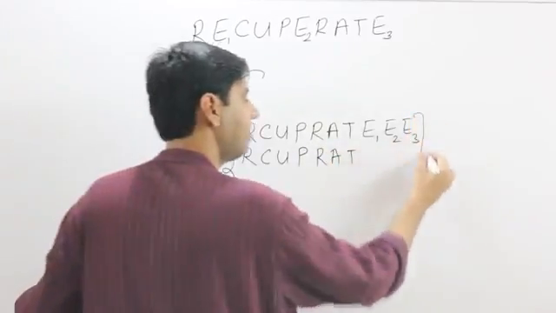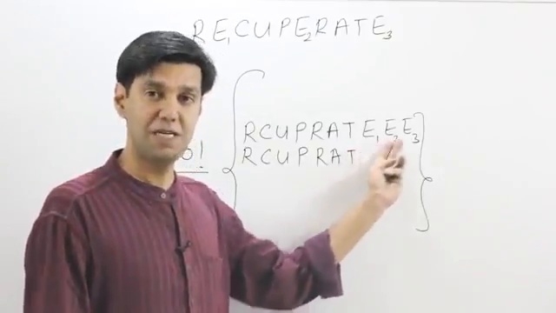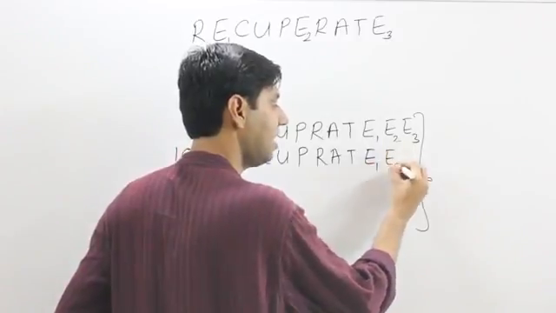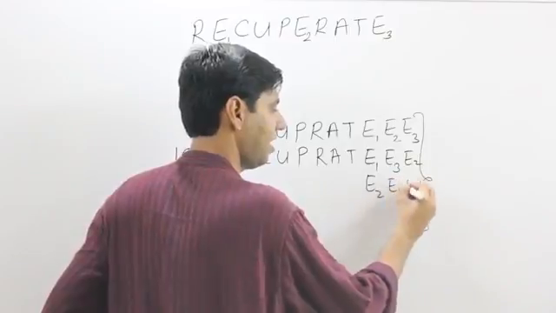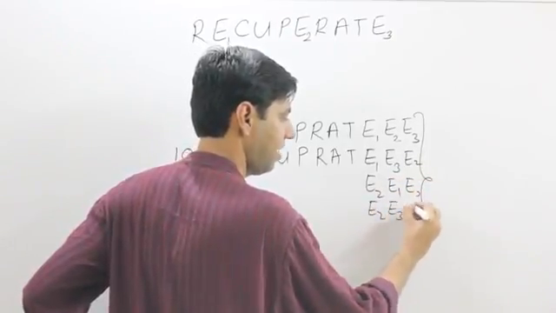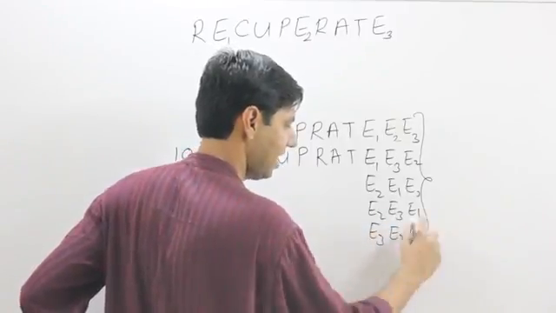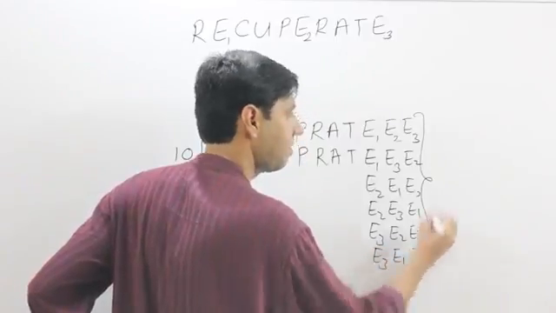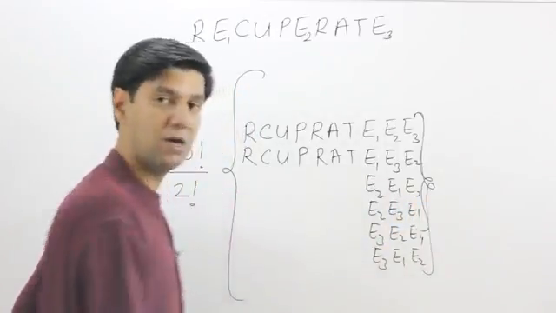How many different words would there have been considering the E's to be different? There are 3 E's, so I could have arranged them in 3 factorial different ways, right? E2, E1, E3, or E2, E3, E1, E3, E2, E1, and lastly E3, E1, E2. All these would actually be just one word.